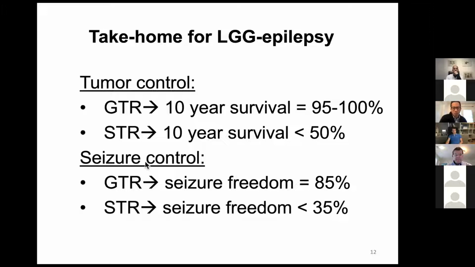So gross total resection in terms of tumor control at 10-year survival is 95 to 100%. Gross total resection in terms of seizure control, we now know seizure freedom is about 85 to 90%.